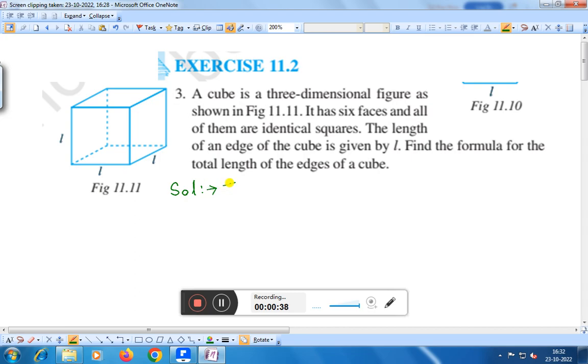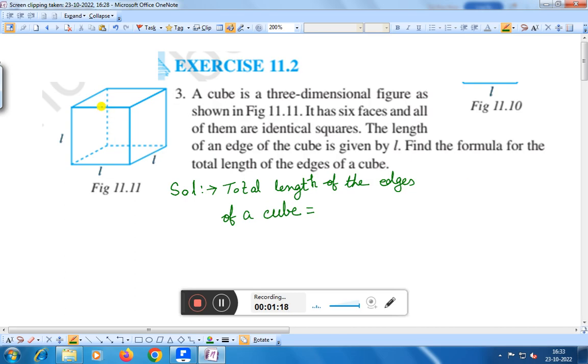Total length of the edges of a cube is equal to how many edges are there in a cube? There are 12 edges, right? In a cube, there are 12 edges.